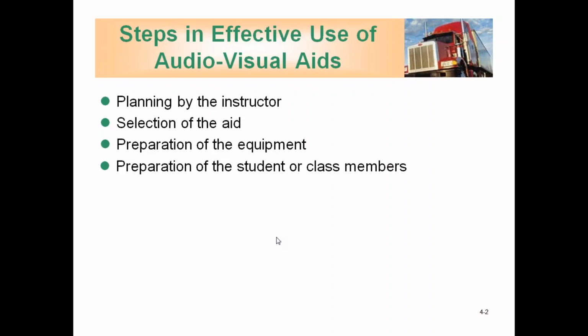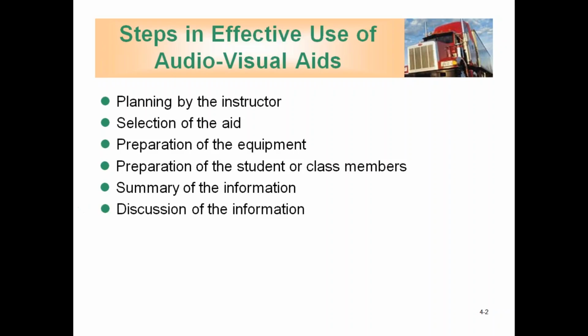So first is planning, then selection, then preparation of the equipment, then preparation of the students, the class members. Then summary of the information, that means the crux of it, at the end there is a summary of the information. Then discussion of the information. After the summary, there's a discussion on how to use the summary. So we have to discuss the material, that is the discussion of the information.